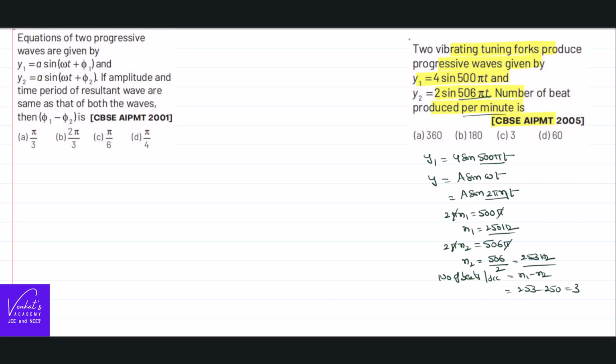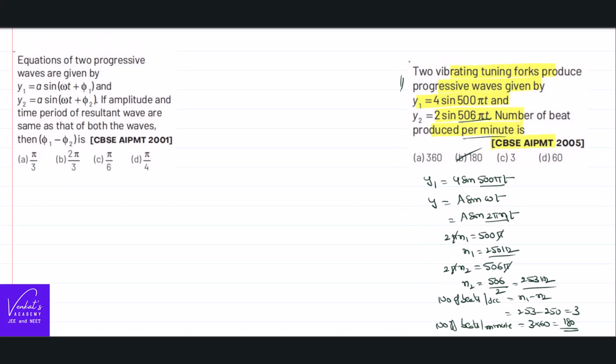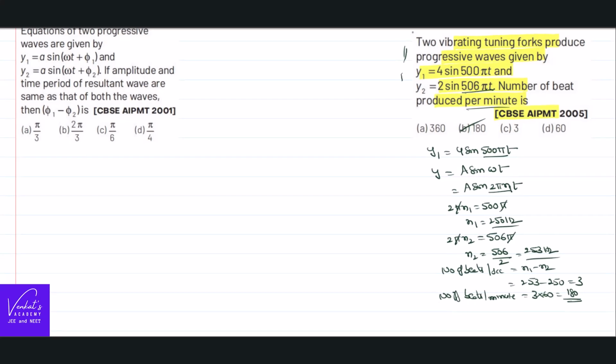But if you look carefully, he has asked beats per minute. So the number of beats per second is 3. Per minute there are 60 seconds. So 3 into 60, 180 beats per minute is the answer for the problem. So that's a simple problem that we can solve based on the concept of beats.